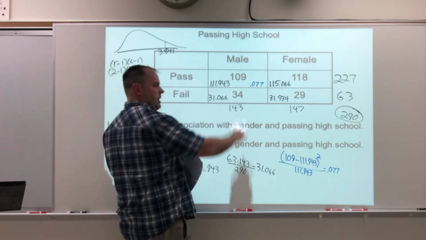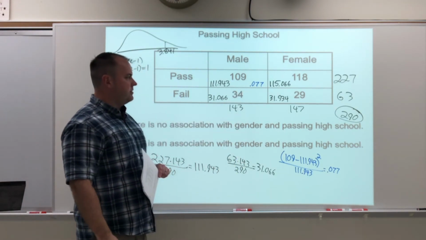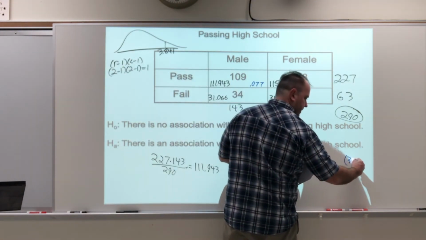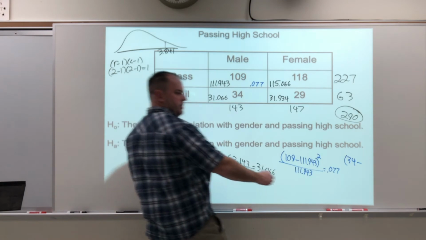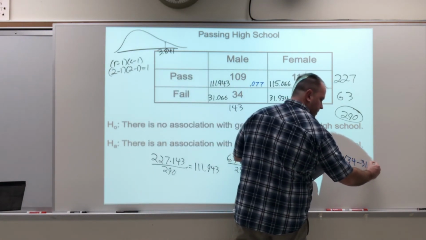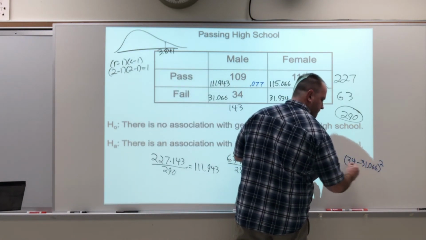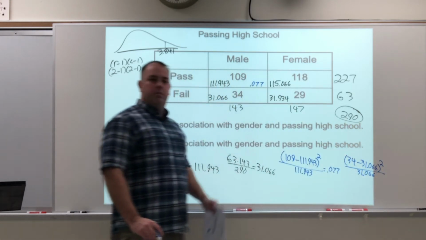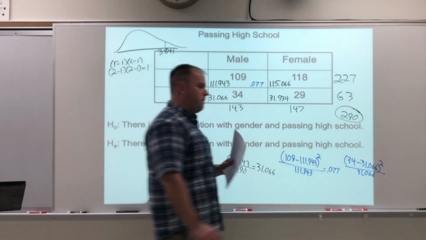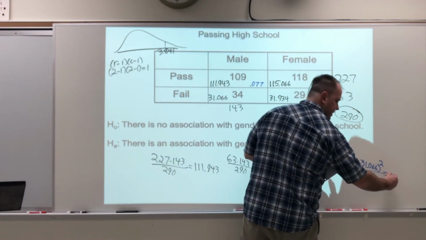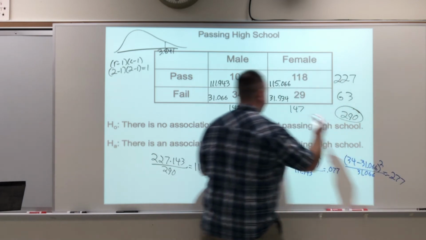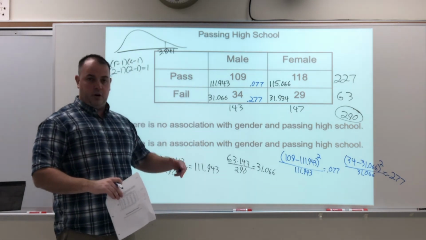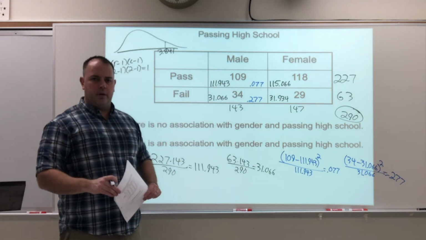I'm going to go down and get my columns. I go down my columns, that's how I stay organized. So I'm looking at the 34 observed. 34 minus 31.066, square that, divided by 31.066. This one should give you about 0.277. So just like before, I'd pause it now, do the next two, and make sure our numbers match up.